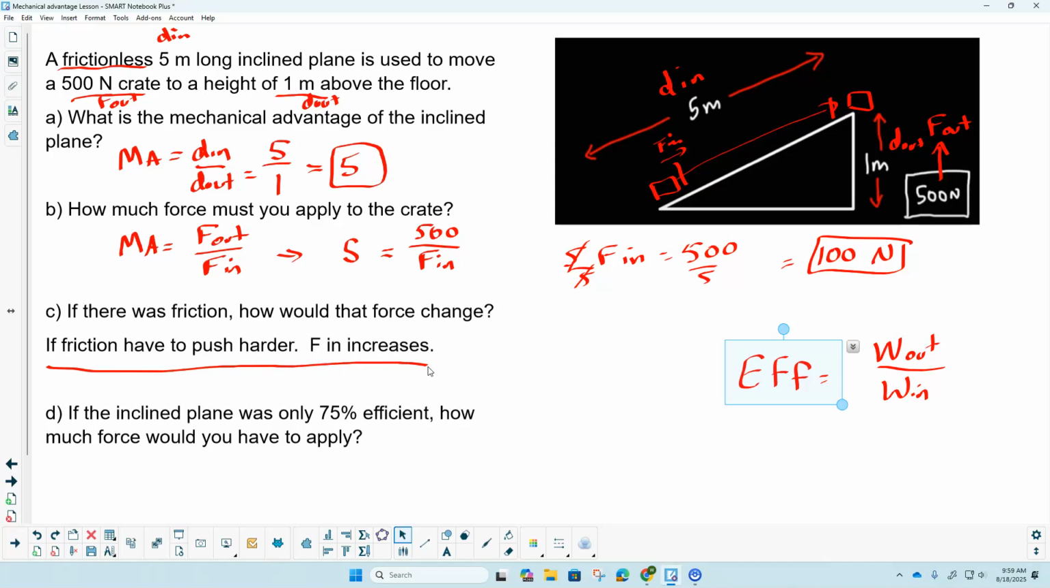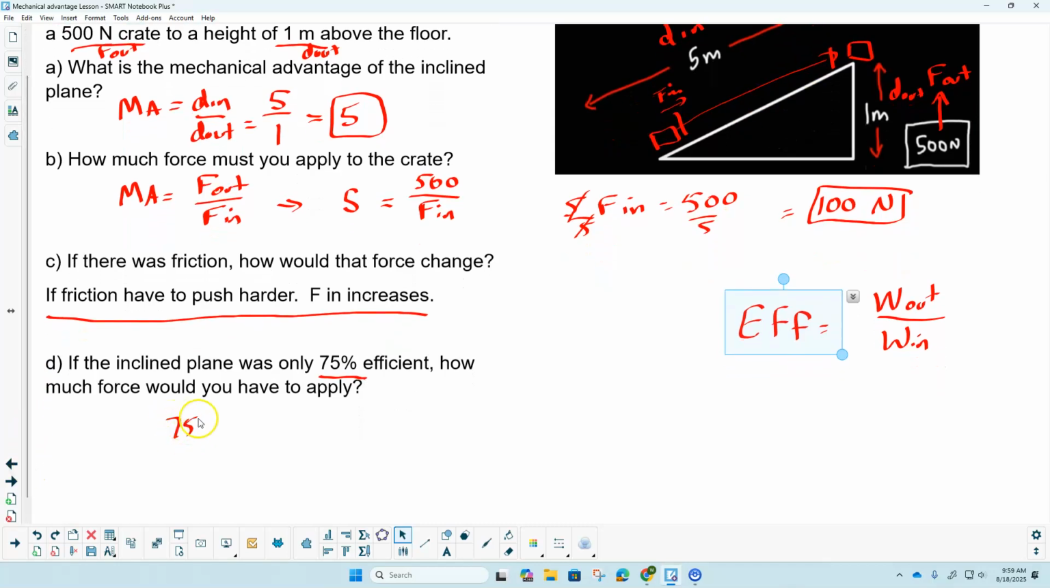So part D asks, if the incline plane was only 75% efficient, how much force would you have to apply? Going through percentages again, 75% is 0.75. Whenever you see a percent, that just means divide by 100. So that's the value we're going to have for the efficiency. The efficiency is 0.75. What we need to figure out is how much force you would have to apply. So I'm going to start with work, and then solve for force after I get the work.